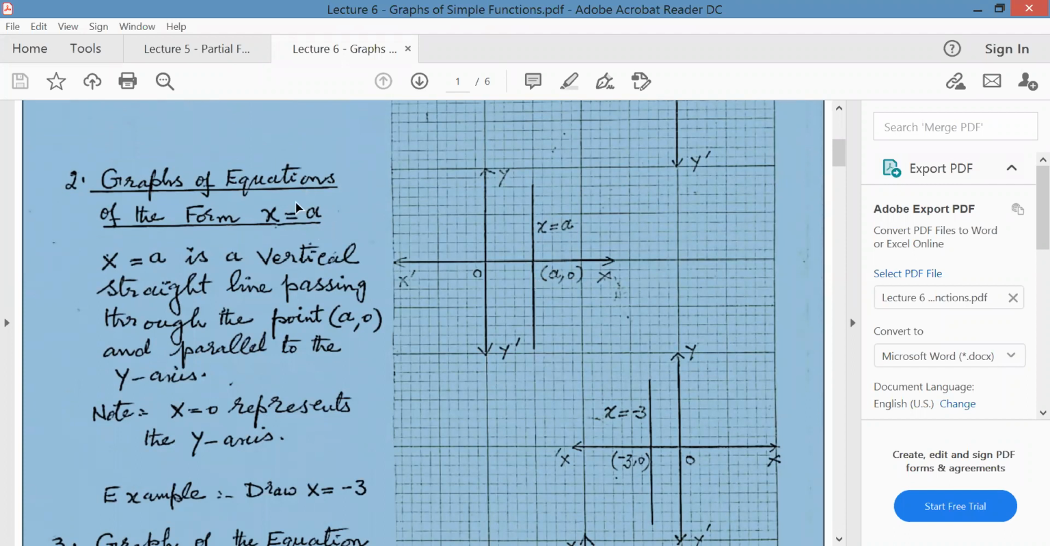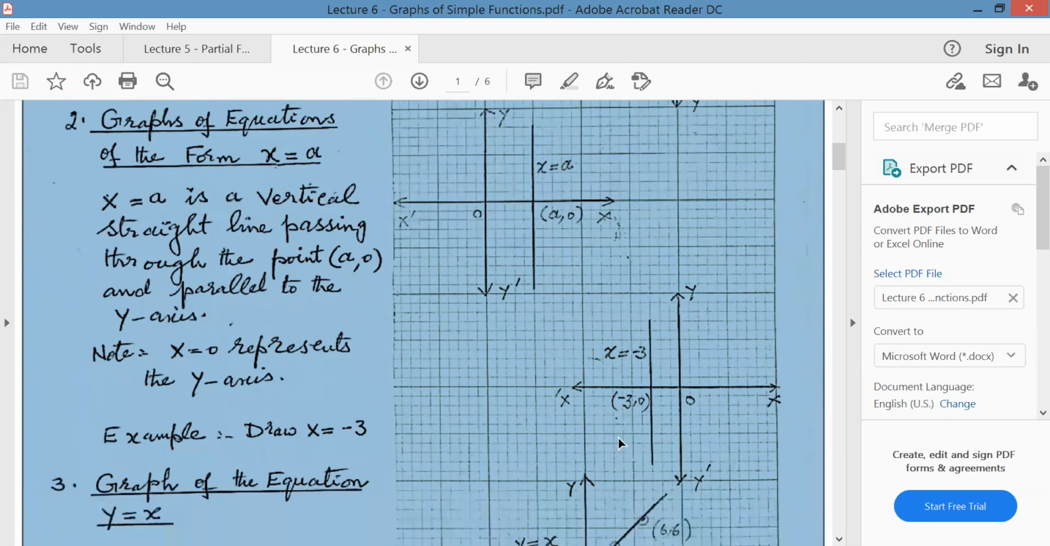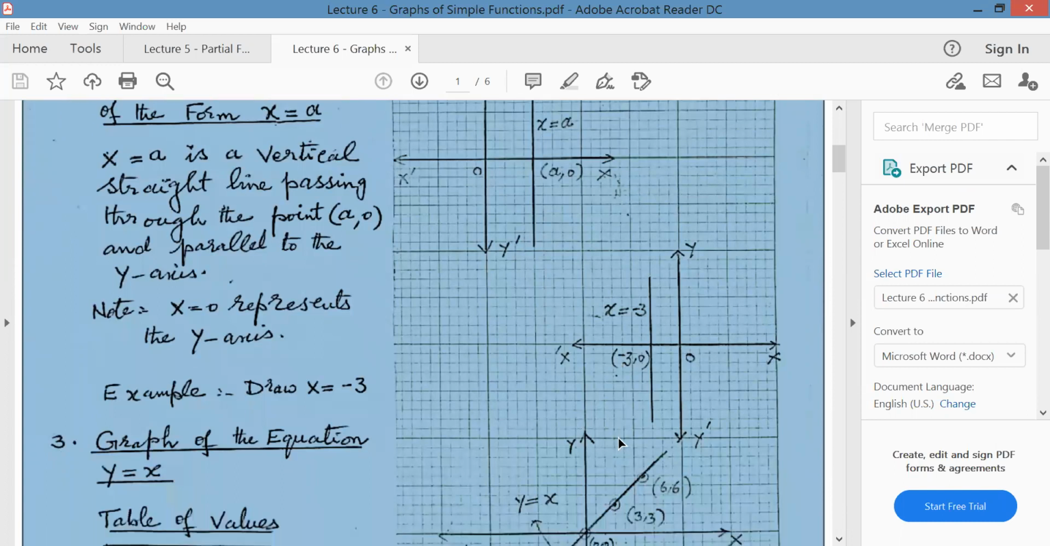If the value is positive, the line will go on the right side. If the value of x is equal to some negative constant, it will come on the left of the y-axis. But in this case, the line will be parallel to the y-axis.